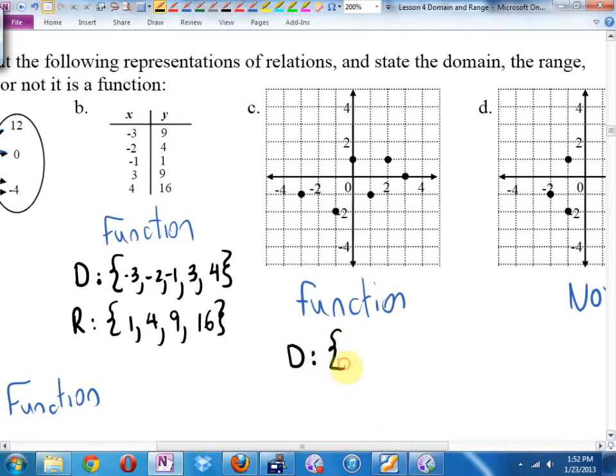The domain is the x values that appear on this graph. The x values that appear are this one, this one, this one, this one, this one, and wherever there's a dot, I read the x coordinate that goes with it. I'm going to go from left to right, so I'm automatically going from smallest to biggest. My domain is -3, -1, 0, because there is a point on the y-axis, yes? 1, 2, and 3.